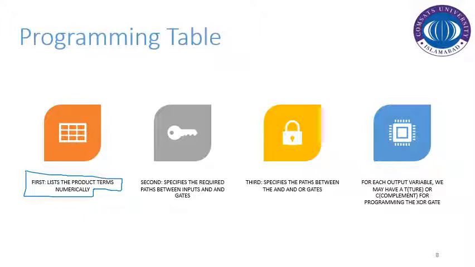And last but not the least, for each output variable we may have a T or C format. T is the true format and C is the complement format. So for the programming of the exclusive OR gate, do we need a function in a true format or do we need a function in a complemented format? Basically the function table specifies that requirement.